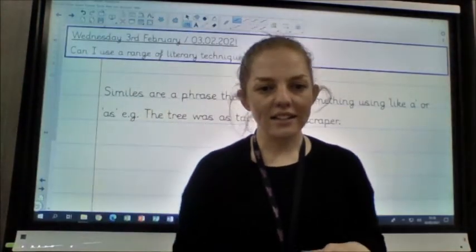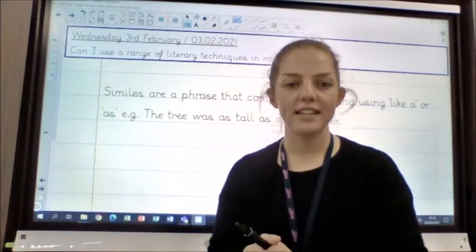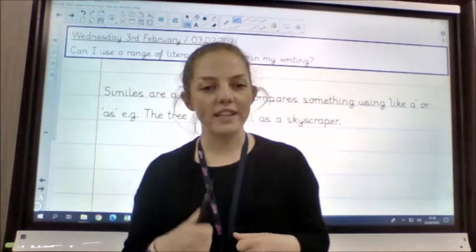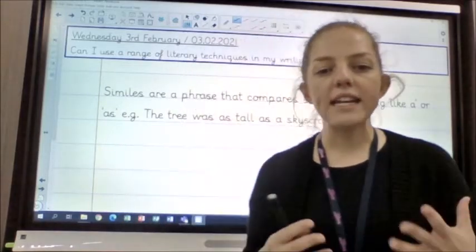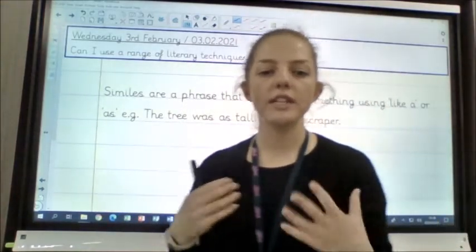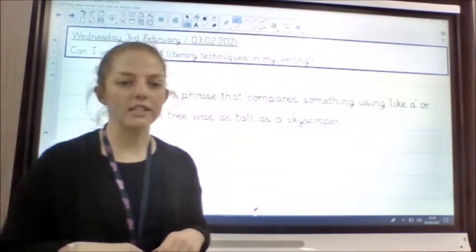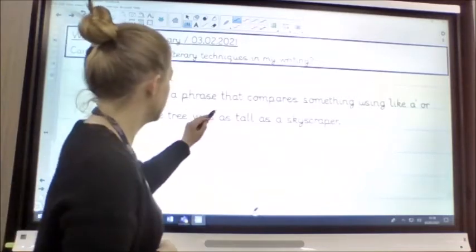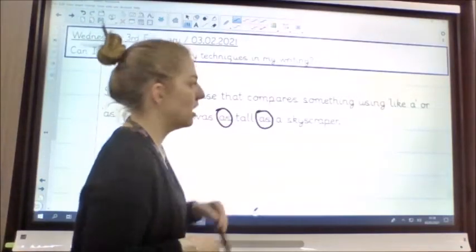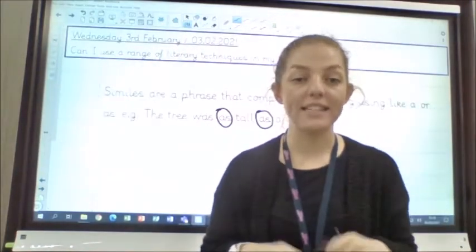My next literary technique is a simile. Now, a lot of you are fantastic at similes, so I know you're going to do a fantastic job of adding these into your writing, but they are phrases that compare something using words like a or as. So my example is: the tree was as tall as a skyscraper. Okay, so I've got as, that's my comparison that makes it a simile.